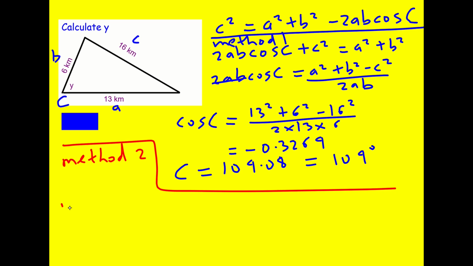It's going to be 16 squared, that's my c, is equal to 13 squared plus 6 squared minus 2 times 13 times 6 cos C. This is what we used when we were working out what c squared was, but this time I know what c is. I don't know what cos C is.